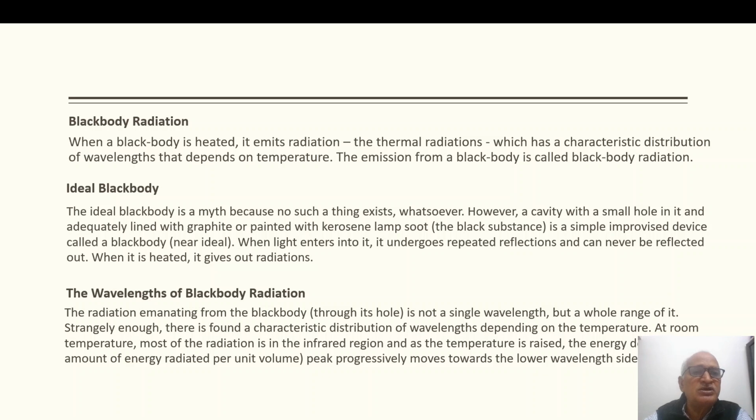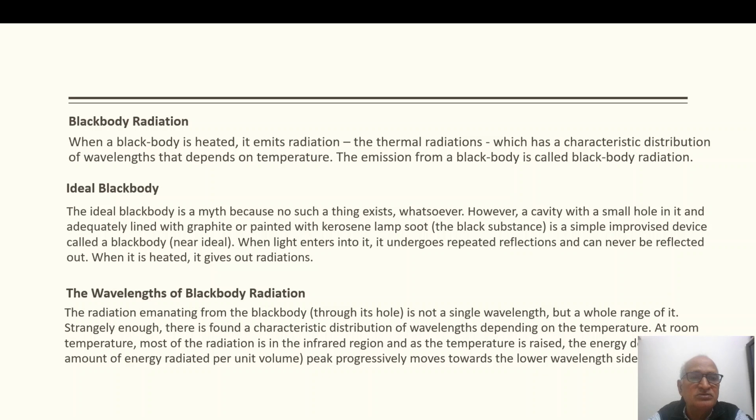What is black body radiation? When a black body is heated, it emits radiation. The thermal radiation coming out from the black body on heating has a characteristic distribution of wavelength, and this depends on temperature. The emission from a black body is called black body radiation.